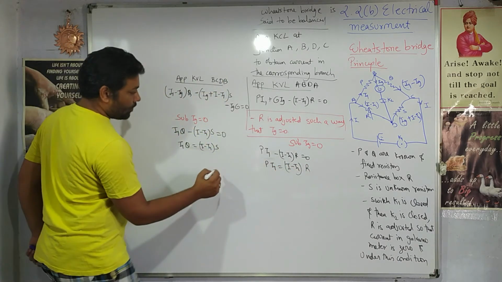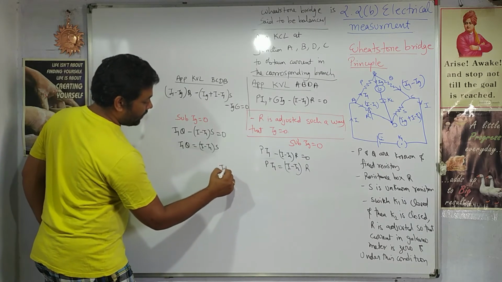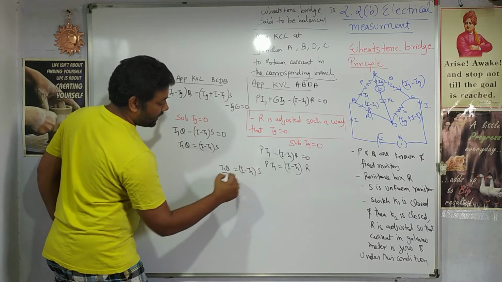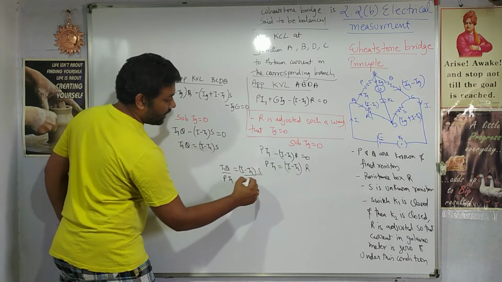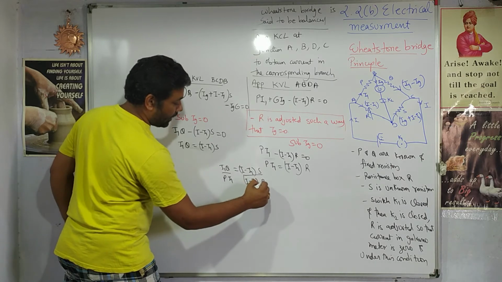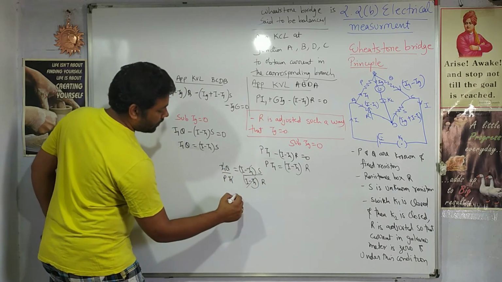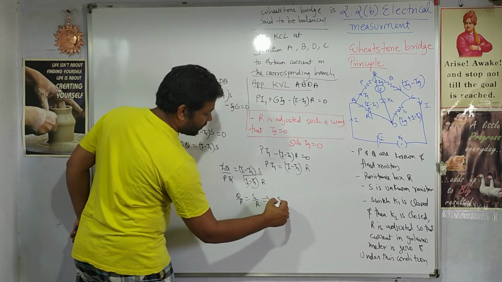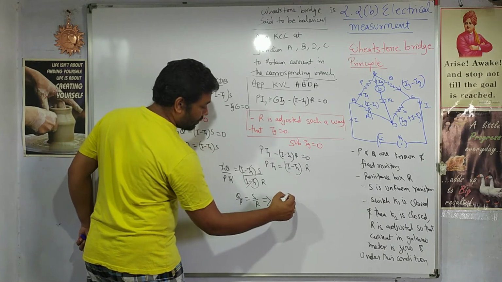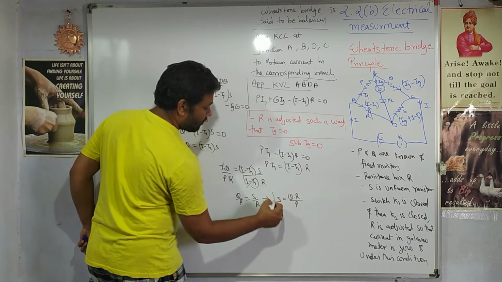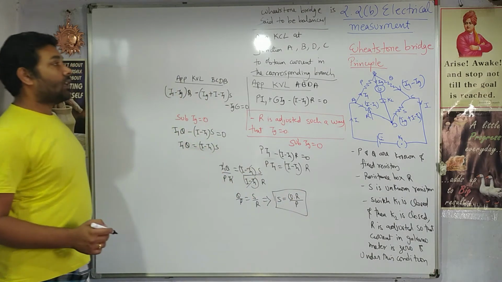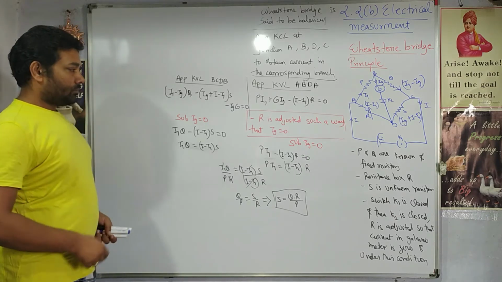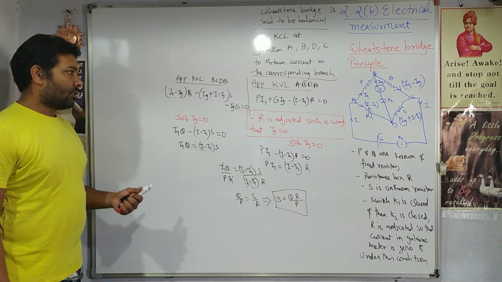Now if we divide these two equations, I1 Q equals I minus I1 into S, divided by P I1 equals I minus I1 into R. So Q by P is equal to S by R, which leads to the conclusion that S is equal to Q into R by P. So this is how we can identify the unknown resistance using the Wheatstone bridge. Very simple it is.